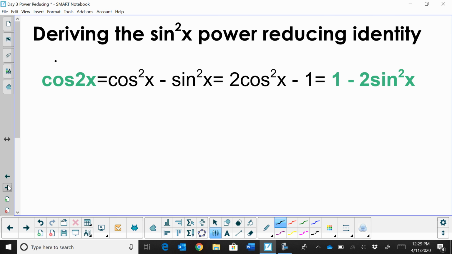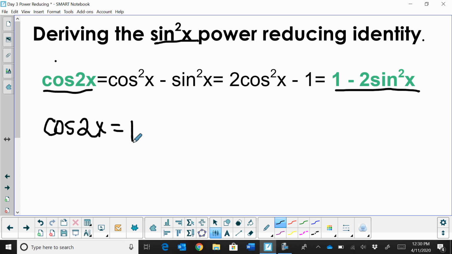Okay, now let's derive the power reducer for sine squared x by using the same identity, only in the sine squared form. So we're going to use the double angle for cosine, and we're going to use the form 1 minus 2 sine squared to derive it. So let's start first by writing out our cosine of 2x, the double angle, is equal to 1 minus 2 sine squared x.